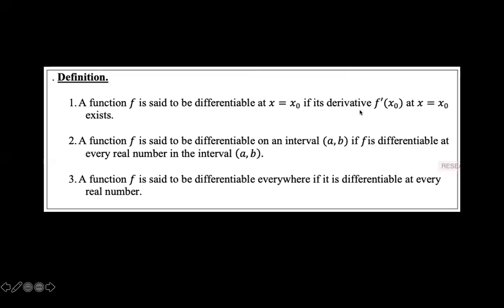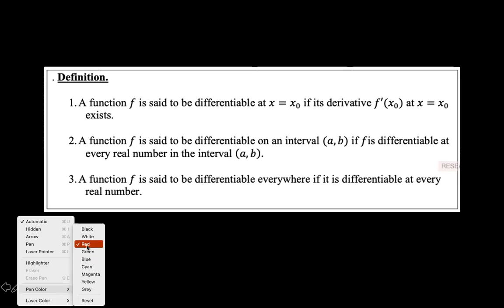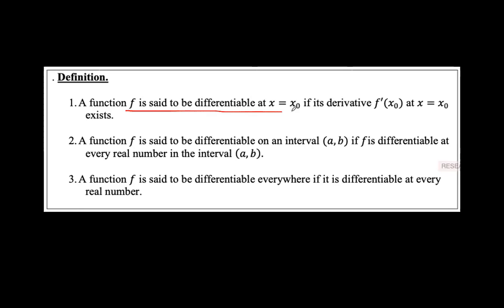First, let's define how a function is considered differentiable. By definition, a function f is said to be differentiable at x = x0 if its derivative, f prime of x0, exists. This means we need to verify that the derivative of a certain function at a given number x = x0 exists. If it doesn't exist, then the function is not differentiable.